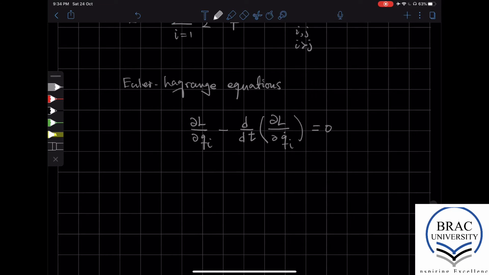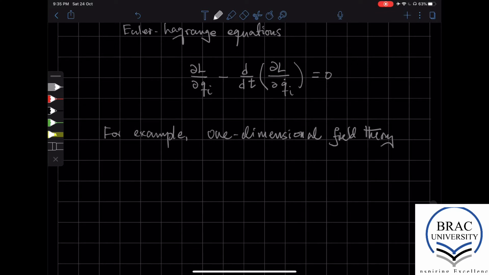So a classical field theory is kind of a continuous version of this. So for example, we can talk about a one-dimensional field theory. An example of a one-dimensional field theory would be a taut string whose displacement is given by y. So y is a function of x and t.